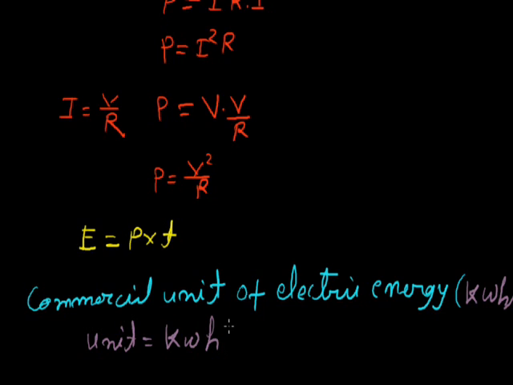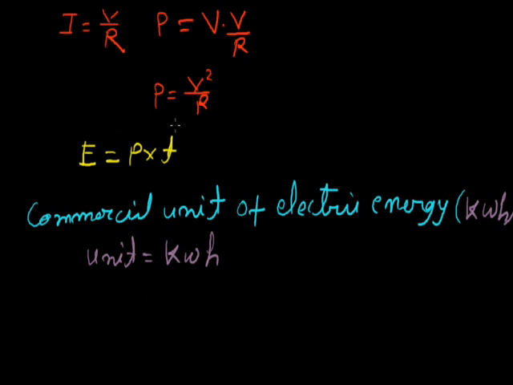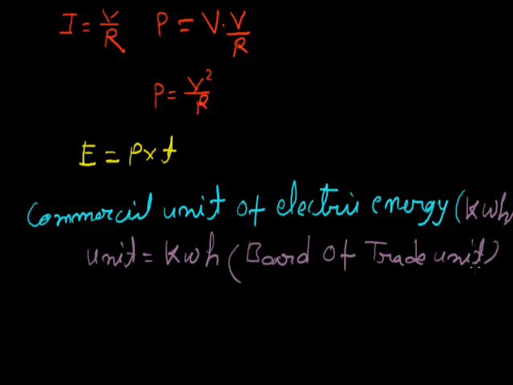This kilowatt hour is also known as the Board of Trade Unit. And 1 kilowatt hour is equal to 3.6 into 10 to the power 6 joule.